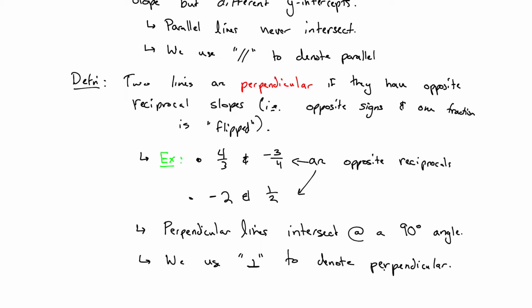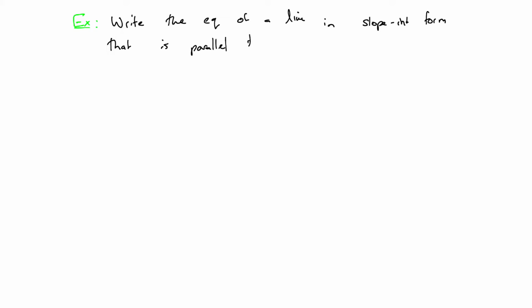Let's do some examples. So first example: write the equation of a line in slope-intercept form that is parallel to y equals -7x plus 3 and passes through (5, 6). All right, so solution. So write the equation of a line in slope-intercept form.